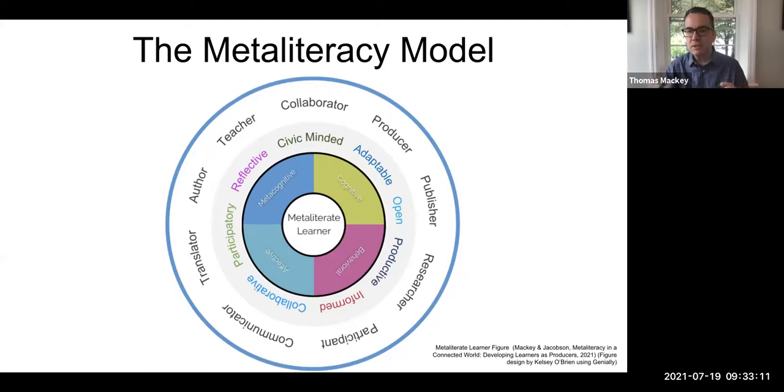And then if you look at the next piece of this in the center, the characteristics are closely aligned with those learner roles. So this idea of the learner role is really important because it's not just about the information, it's about the roles that individuals play through their interaction with each other and information.